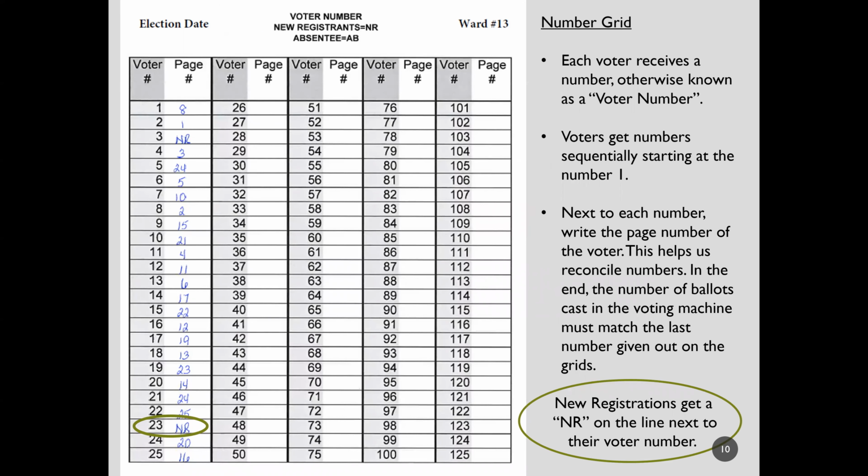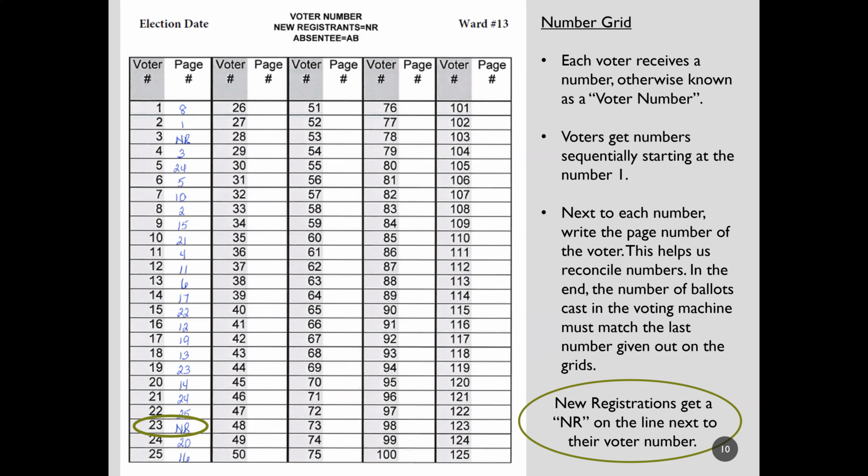This next page is the number grid. We start out at number 1 because of central count. We no longer have absentees on our grid, starting us at a different number. Each voter receives a number, otherwise known as a voter number. Voters get numbers sequentially starting at the number 1. Next to each number, write the page number of the voter. This will help us reconcile numbers later on after election day.